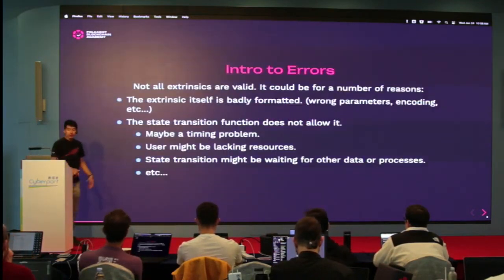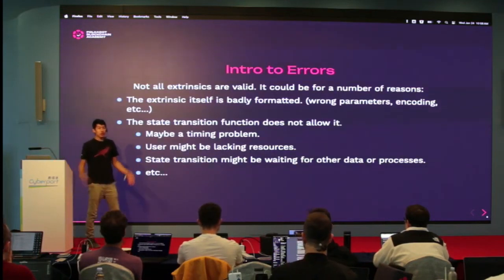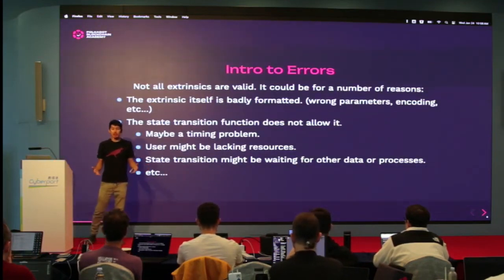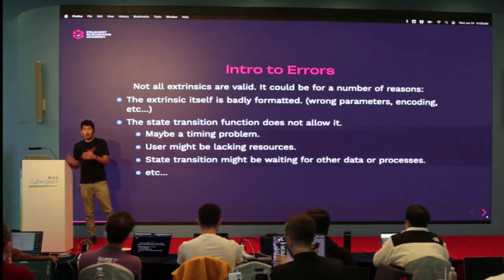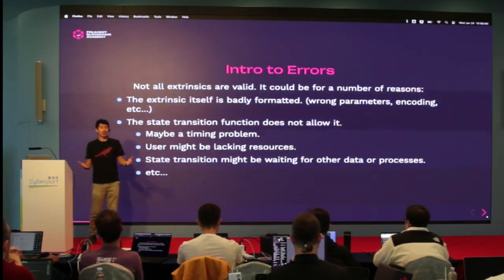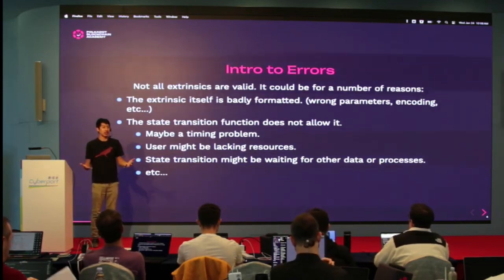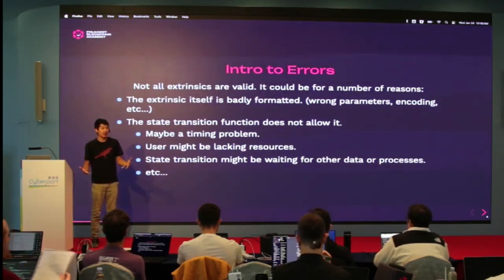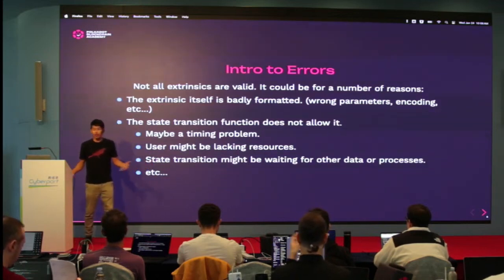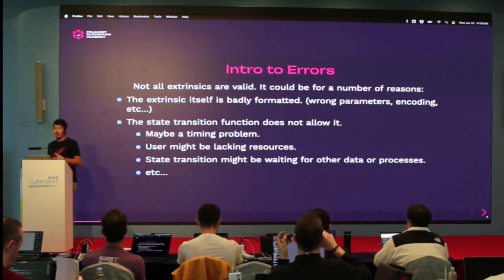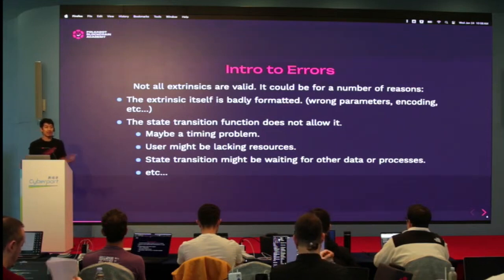So, not all extrinsics are valid, right? You are defining a state machine. The state machine has a set of valid states it can be in. Users of your blockchain system are expected to be malicious. They're expected to want to mess up your state machine for their advantage. These are publicly accessible blockchains with publicly accessible APIs. Anyone will want to tinker with it and mess things up.